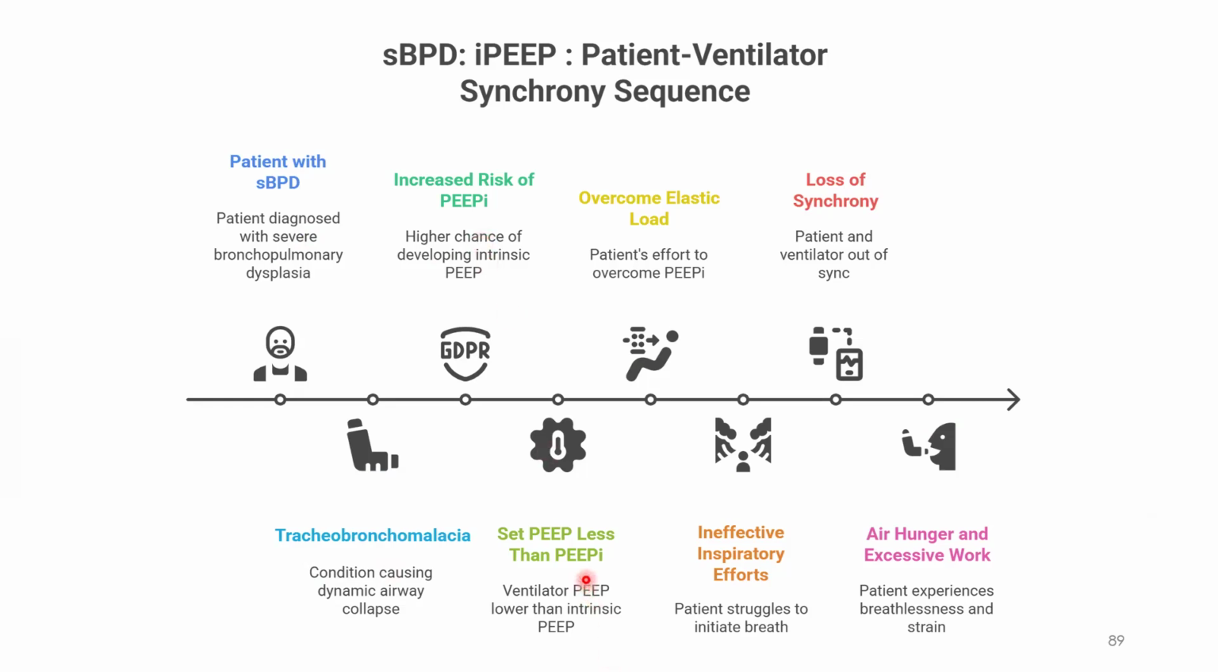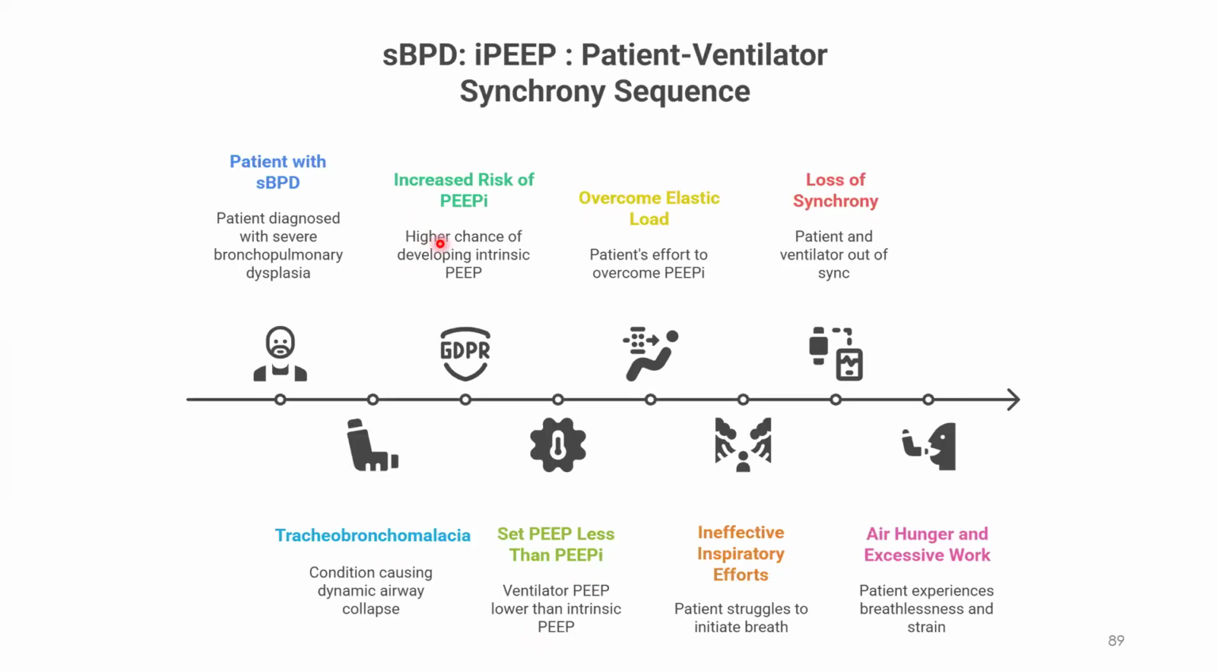So if the set PEEP on the ventilator is less than the intrinsic PEEP, the baby will have to give more effort to overcome the intrinsic PEEP. Suppose, let's see this diagram, there is auto PEEP of around +6. When the baby breathes, we have to overcome this auto PEEP to trigger a breath.